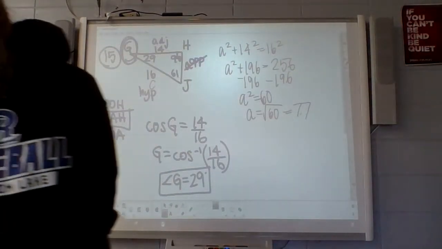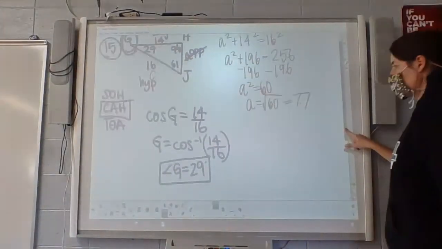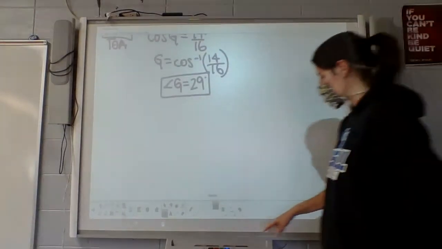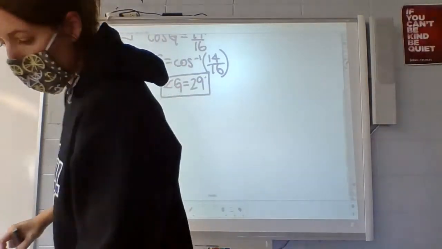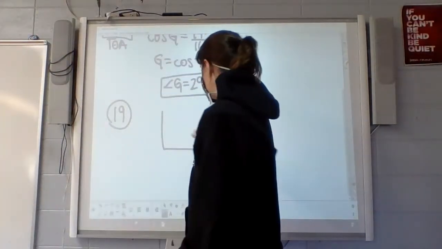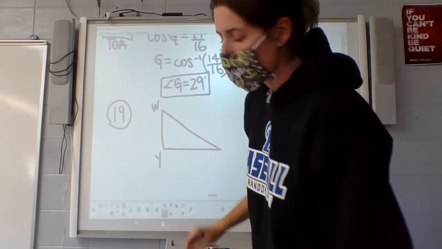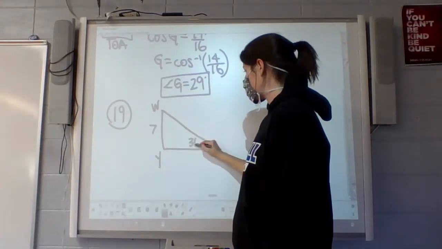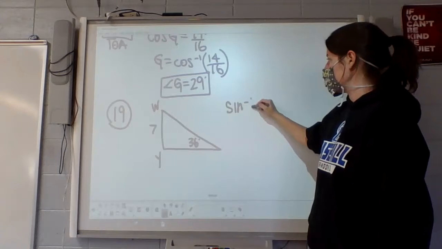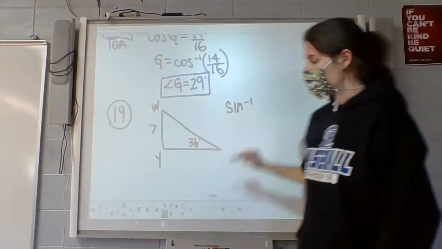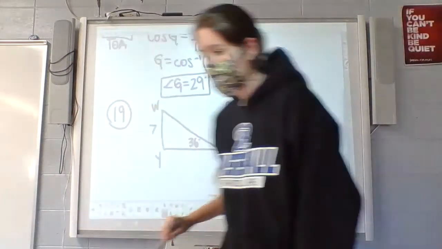Now in 19, they make a mistake when they set this up. So you're trying to find their mistake. I don't even know if they ask you to solve it, they just say find the mistake. So in this triangle here, they have WY, and they have that being 7, 36 degrees. And then they say sine inverse, so sine -1, 7 over WY equals 36.